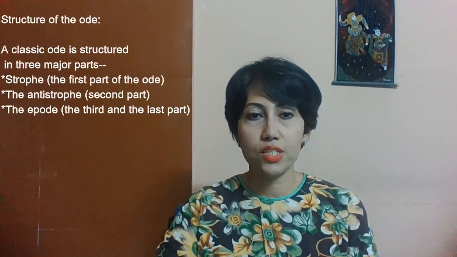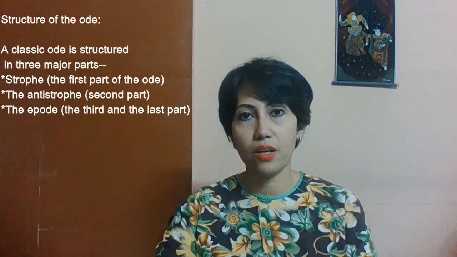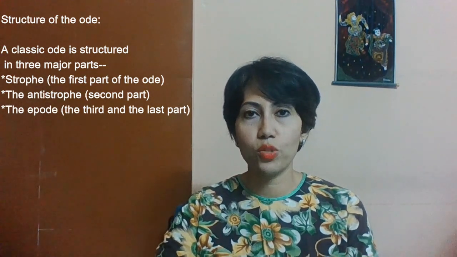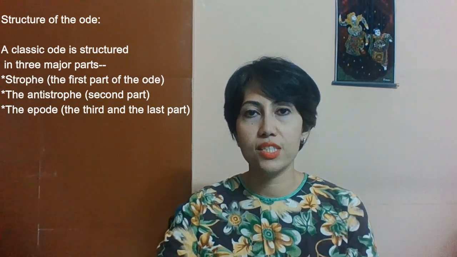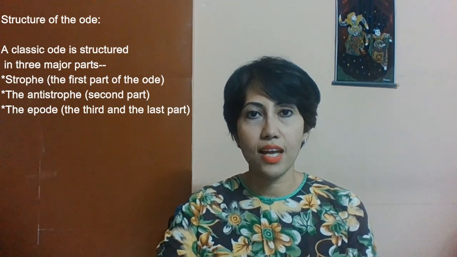Now, if we talk about the structure of the ode, we will see that a classic ode is structured in three major parts. The first part of the ode is the strophe, which is followed by the second part, which is an antistrophe, and the last part is the epode. This strophe, antistrophe and epode were a kind of stanza framed for the music and sung by the chorus.